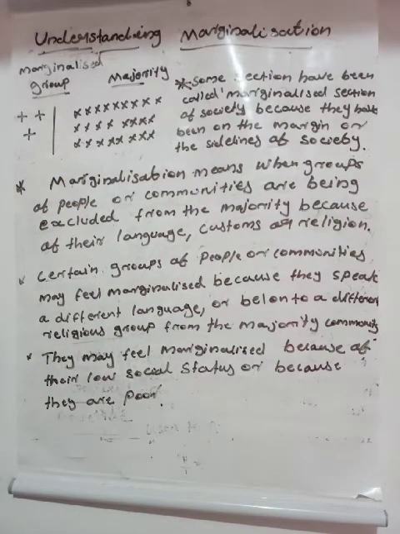Okay, so we can consider the dots as the majority, and the pluses are the marginalized group or minorities. What is the difference here? The majorities are always at the center of the society, and the minorities or marginalized groups are at the margin. That means some sections have been called marginalized sections of society because they have been on the margin or the sidelines of society. We call them marginalized because of their practices, their religion, or their languages and customs. Because of this, they are always marginalized, and the majority always enjoys all the rights and freedom, while the marginalized group stays outside the line, because they are the backward of the society.